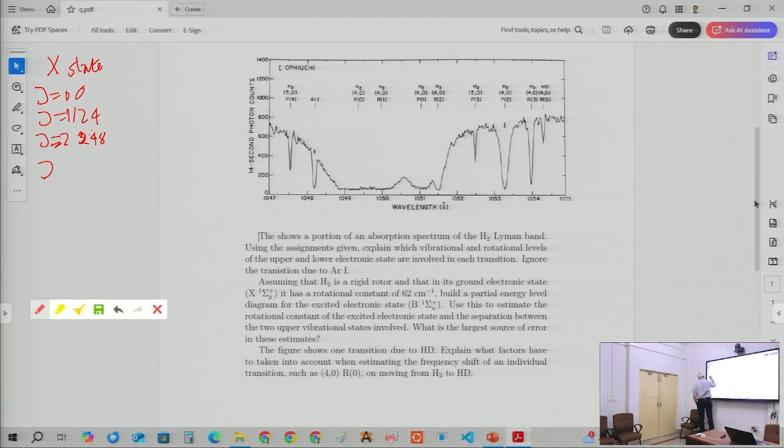Sorry, got myself confused. Do you want to read out the numbers to me then? I don't have to do them again in my head. Do you know the other ones? 372. Is that right? 496, and then 600 something. J equals 5 is 620. Is that right? These are all in centimeters minus 1.